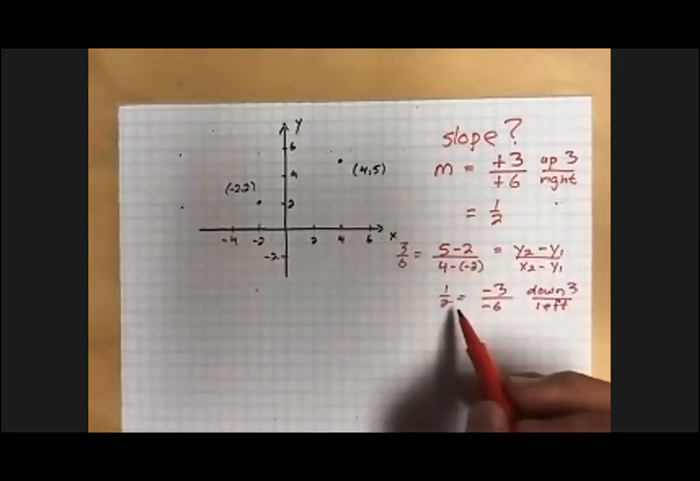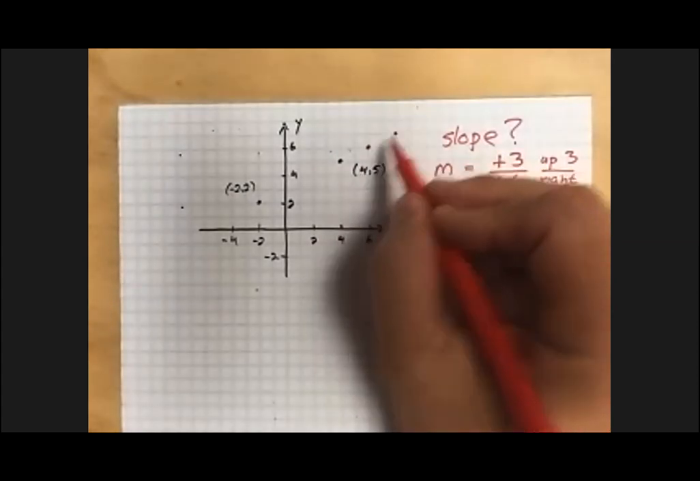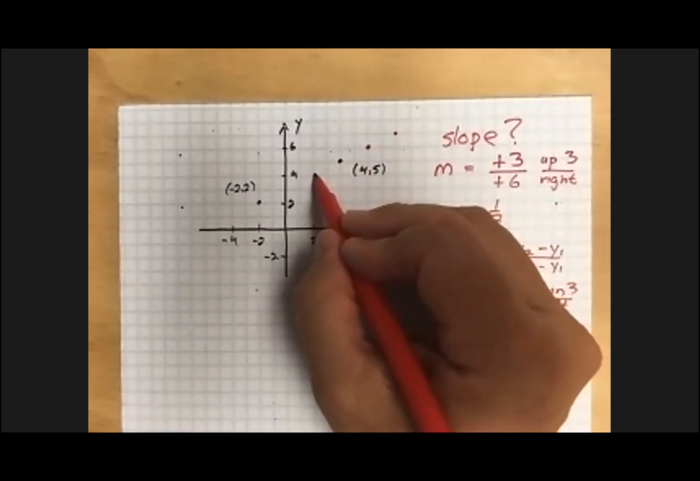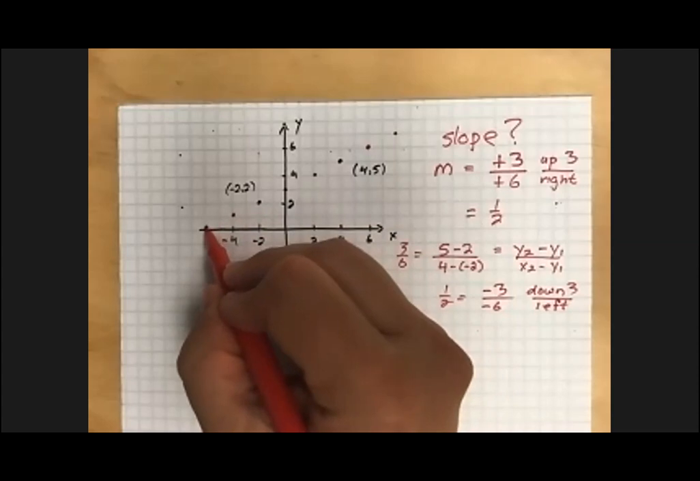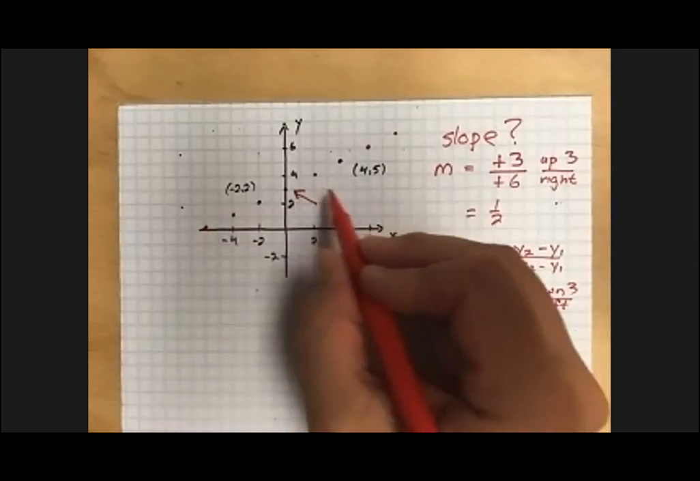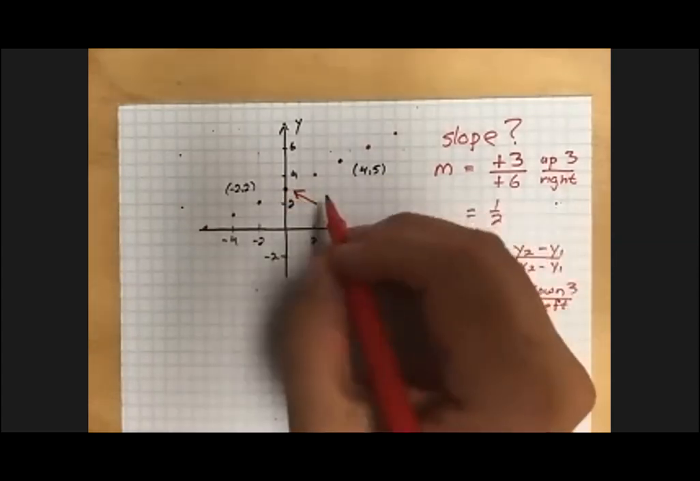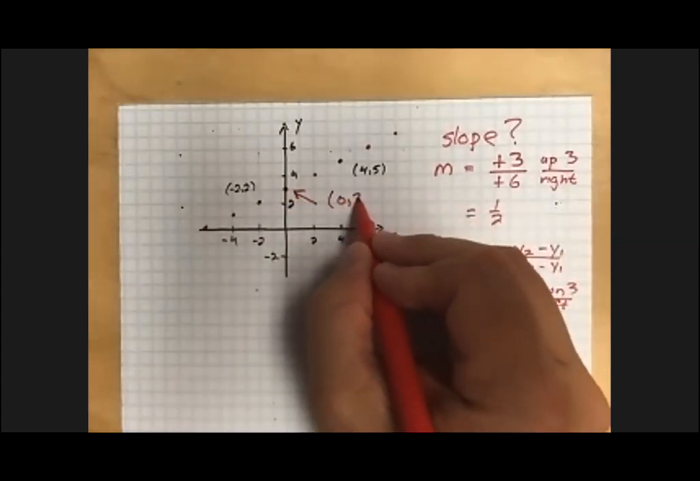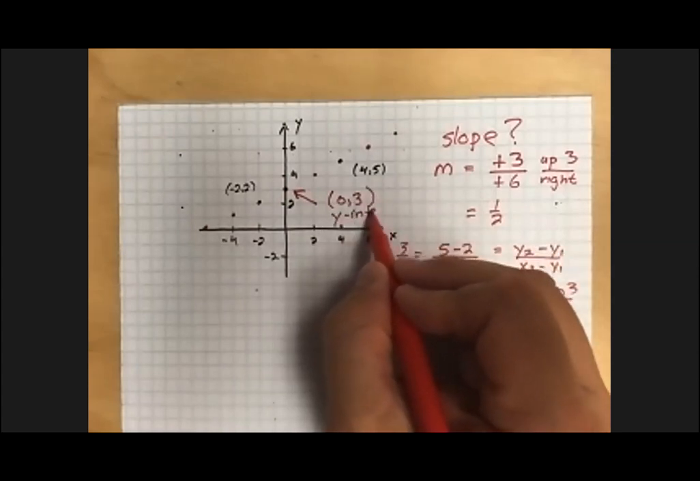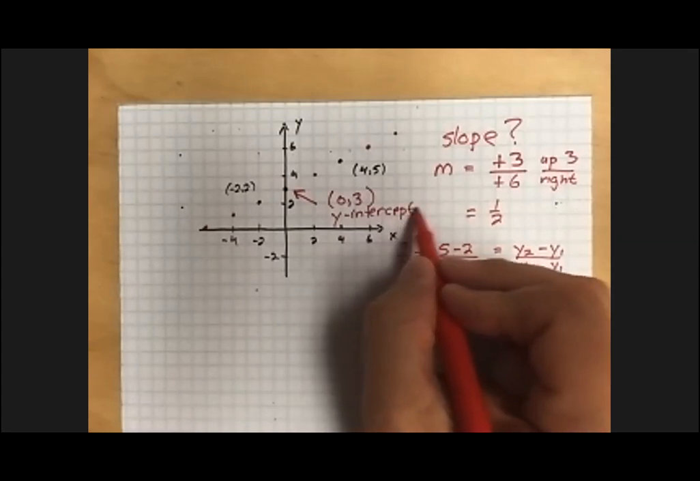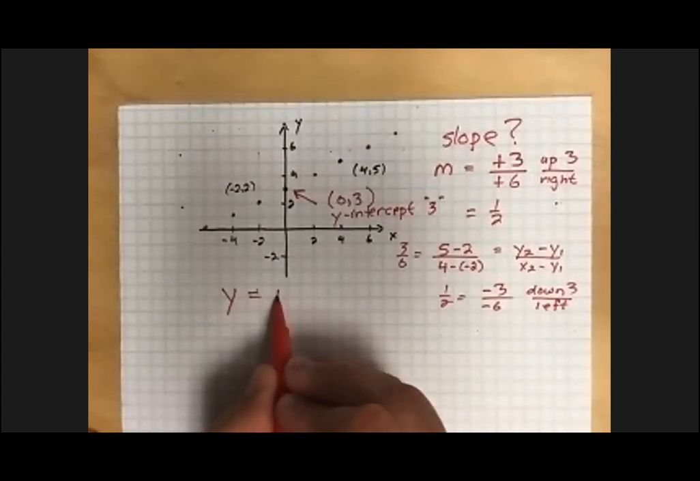Okay, what do I got? I got a 1 to 2 ratio, and that determines this line. That means I just keep going the up 1, right 2 ratio, or down 1, back 2 ratio. And you see when I do that, I get a free gift right there. I landed right on a tick mark. 0, 3. The y-intercept is 3. Well, now I know the equation of that line.